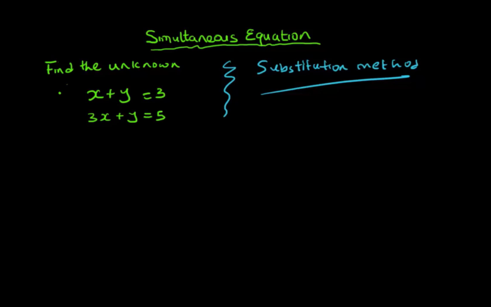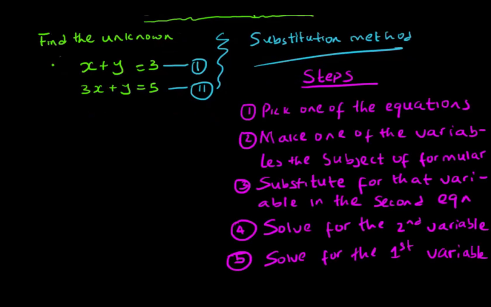Now, step one is to name the equations. So I have equation 1, I have equation 2. Now, the next thing I would like to do to make this very easy for every one of us is to write the steps you need to take to be able to solve any simultaneous equation. Here we have it. Step 1, pick one of the equations. Step 2, make one of the variables the subject of formula. Step 3, substitute for that variable in the second equation. Step 4, solve for the second variable. Step 5, solve for the first variable.